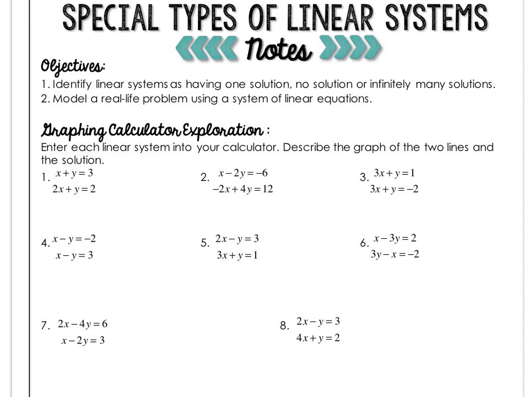If you think back to when we did linear equations, you might remember that linear equations can have one solution, no solution, or infinite solutions. The same is true for systems. Now, so far, the ones that we've done have all had one solution. But what does it look like if it has no solution or infinite solutions? So we're going to be able to identify linear systems in one of those three ways: one solution, no solution, or infinitely many solutions. And then we're going to model real life problems using a system of linear equations.